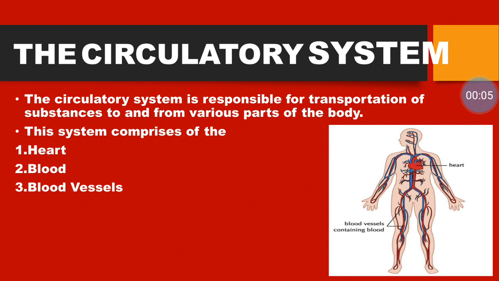Today's topic is the circulatory system. Children, what is the circulatory system? The circulatory system is made up of blood vessels. These blood vessels carry blood away from and towards the heart.